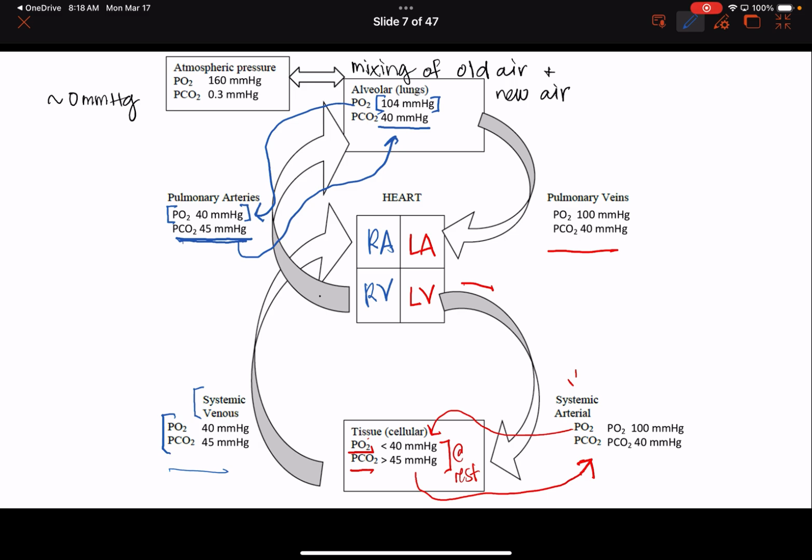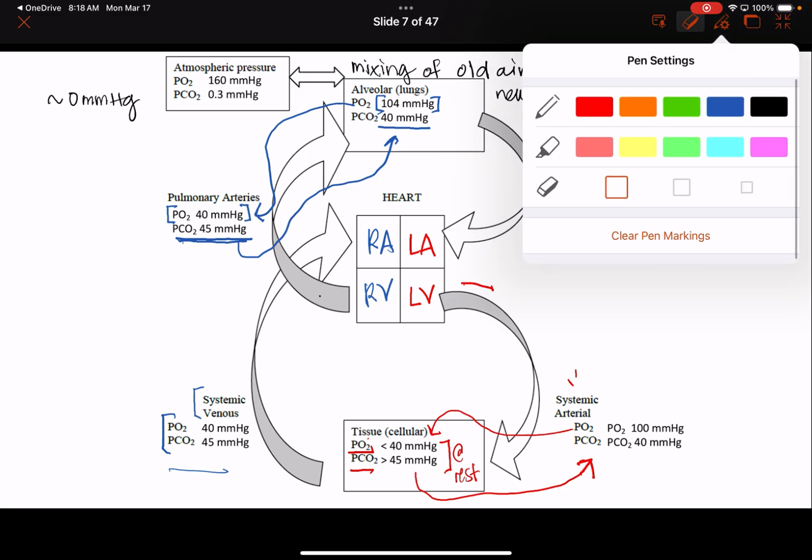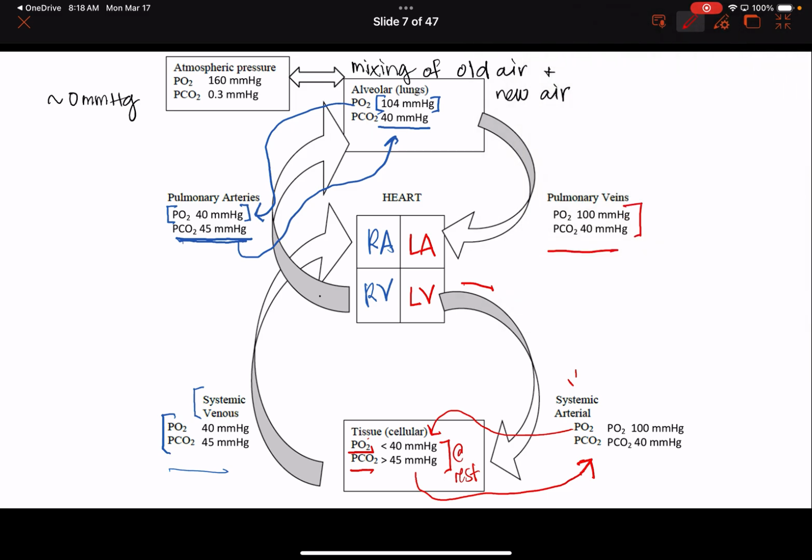And then after that exchange, after we pick up oxygen in the blood and drop off CO2 to the lungs, now we're back to our oxygenated levels on the other side, with our oxygen being higher at 100 and our PCO2 being lower at 40. And so we're going to do this all day long, this figure 8 all day long. Does anybody have any questions about those different partial pressures at the different points of the cardiovascular system?